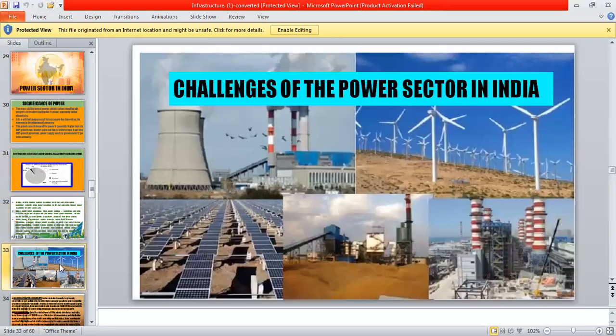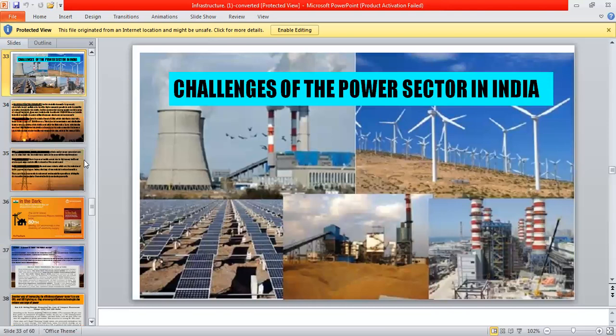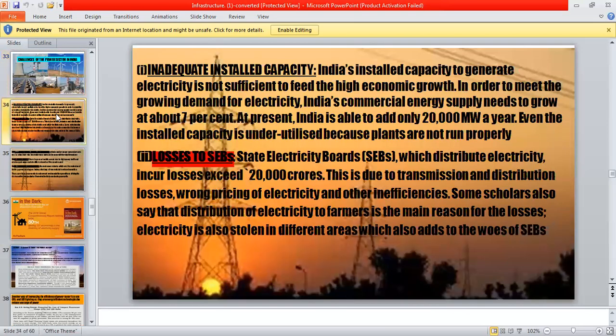Now, what are the problems in the power sector? Why are we not able to develop our power sector as required? The main problems which we see are inadequate installed capacity. The limit to which a power plant can work is low in India. India is able to add only 20,000 megawatts a year. The installed capacity is underutilized because the plants are not properly run.